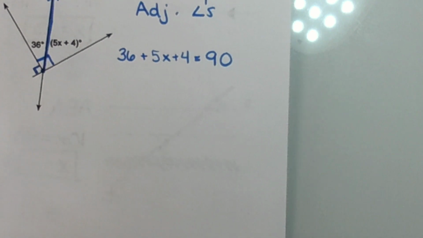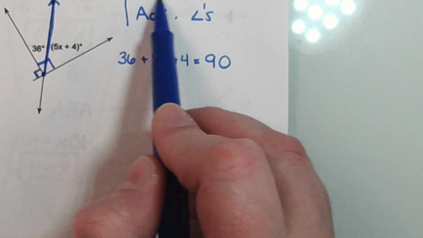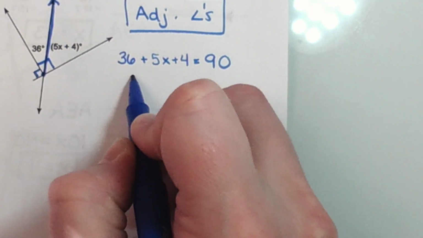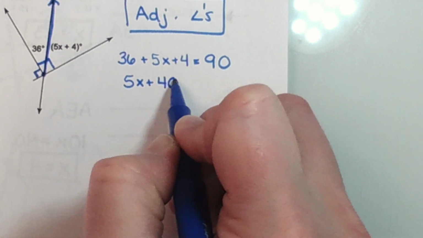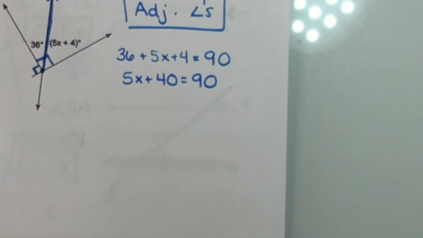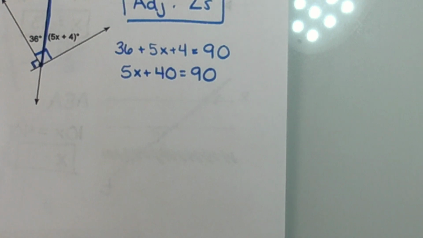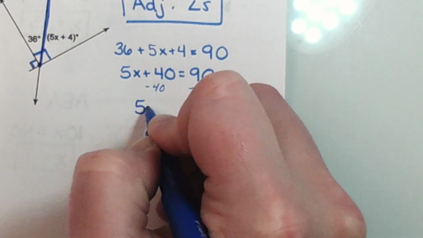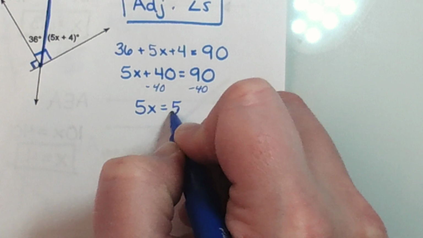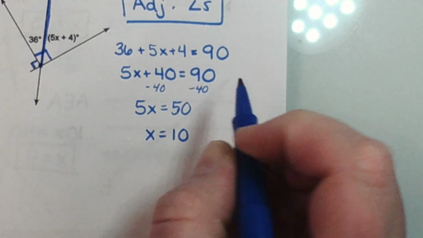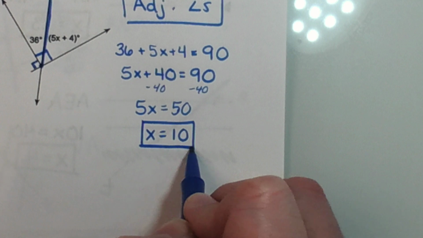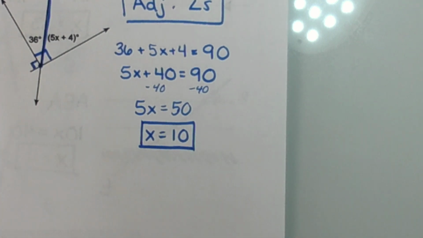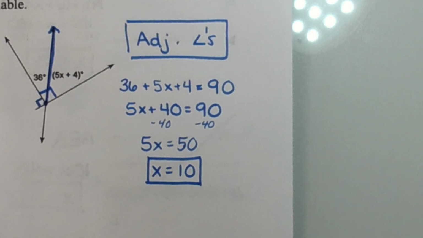Jocelyn, if I want to solve this, how do I start? Combine my like terms. 36 and 4 is 40. Do I get rid of the 5 or the 40 next? 40. I subtract the 40. 5x is equal to 50, and then x is 10. So adjacent angles can still come up. They're a bit of an oddball out, but they can still show up.